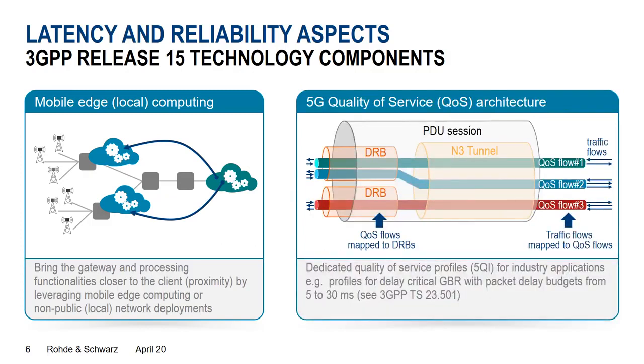And there's also an important one for specific reliability and latency aspects here, because the 5G NR technology allows you to identify the traffic flows and mark them with certain quality of service flows. And with this marking and categorization, you can have dedicated quality of service profiles for industry applications, and they have delay critical constant bitrate profiles, or these are constant bitrate profiles with delay budgets defined in the range from 5 to 30 milliseconds. So with this marking on the traffic flows, you allocate also on the radio access network specific data radio bearers with those characteristics that ensure that this delay budget as well as the data rate is achieved according to your needs.